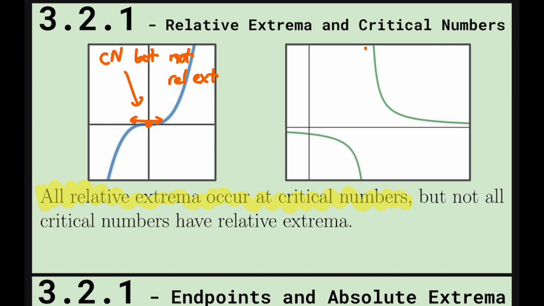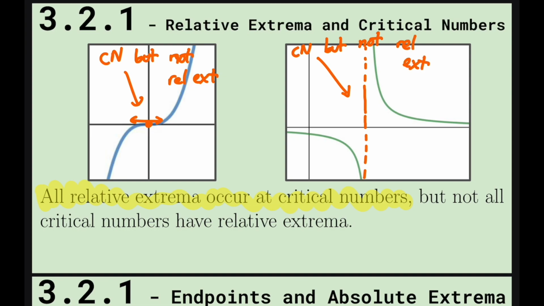This one right here is a critical number because the derivative is undefined there. There is no derivative there. You can see there's no derivative. But the derivative is undefined there, so there's a critical number, but not any relative extrema.